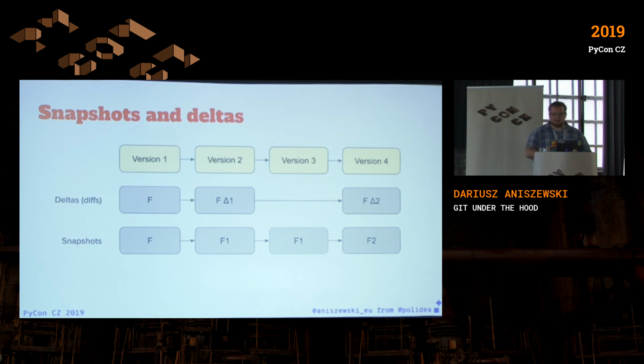And the plus is that, imagine that you now need to check out version 4. If you do it in SVN, you need to basically get revision 1 and then apply all the diffs. If you have it in Git, you just check out version 4 and you have the object that is there.